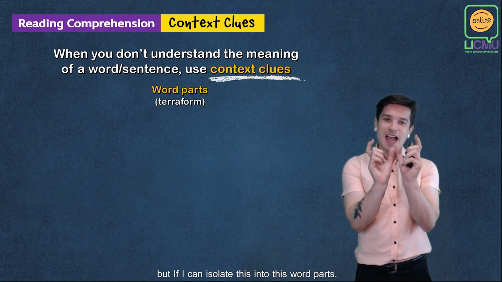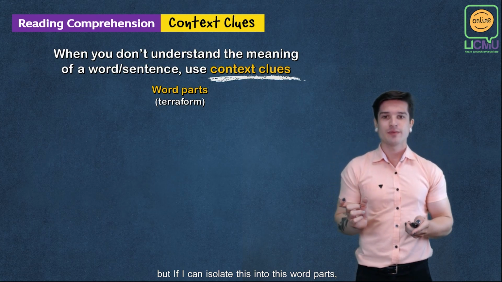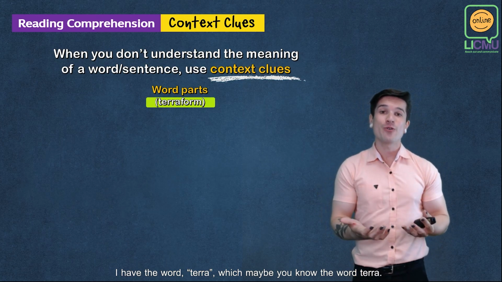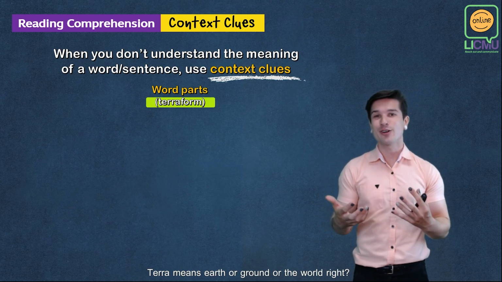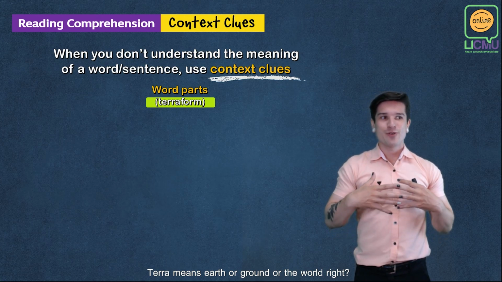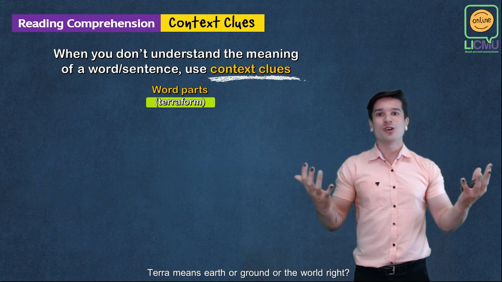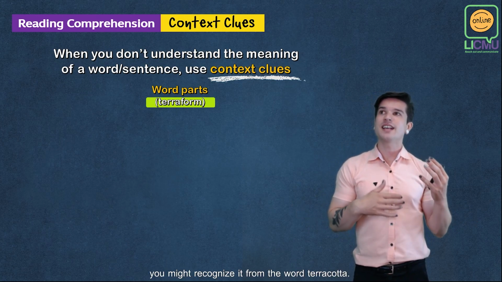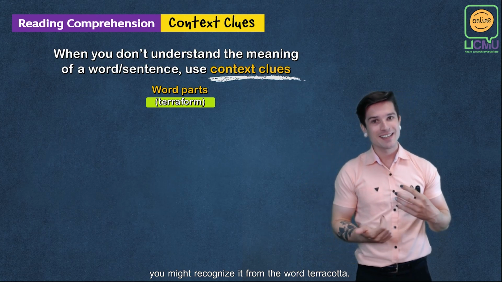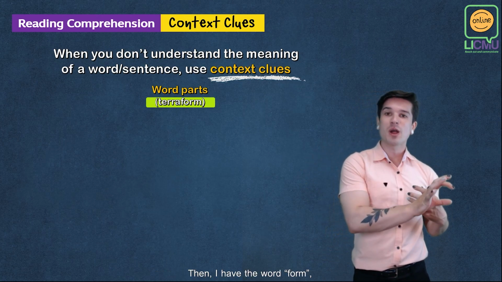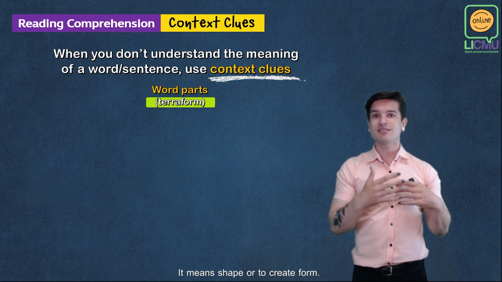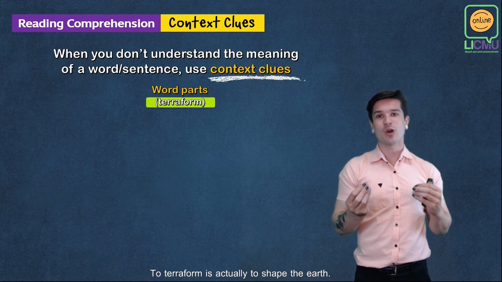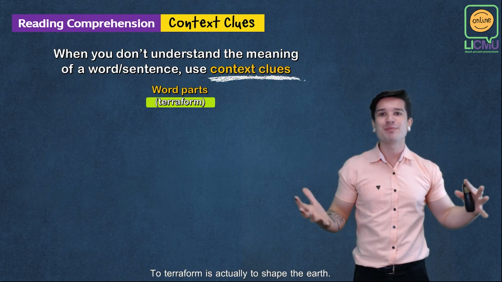But if I can isolate this into this word's parts, I have two parts. I have the word terra, which maybe you know. Terra means earth or ground or the world, right? Terra, earth. You might recognize it from the word terracotta. Then I have the word form. Form is definitely a word that you know. It means shape or to create, to form. To terraform is actually to shape the earth.